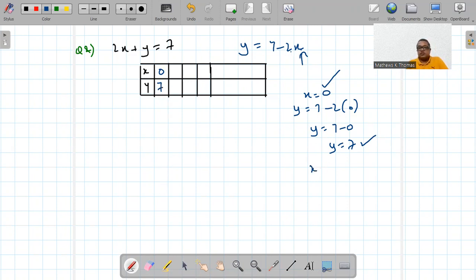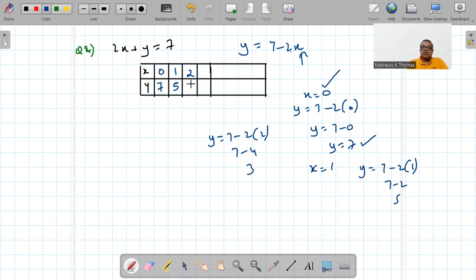If I want to put x as 1, you can put any value, positive, negative, whatever. I'm just putting 0, 1, 2, 3, that's easy. So I'm putting x as 1. So y will be 7 minus 2 into 1. 7 minus 2, we get y as 5. So next answer, I'm going to get 1 and next will be 5. Next, I'm going to put x as 2. If I put x as 2, y will become 7 minus 2 into 2. All I'm doing is replacing x with 2, different values I'm putting. 7 minus 4, I'm going to get 3. So I'll get x is 2 and y is 3.